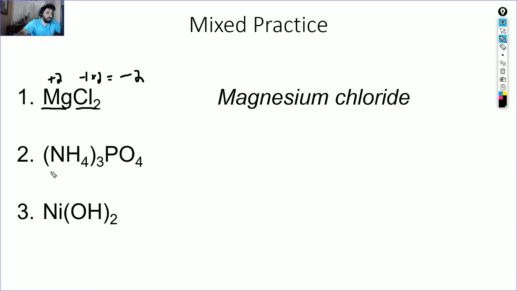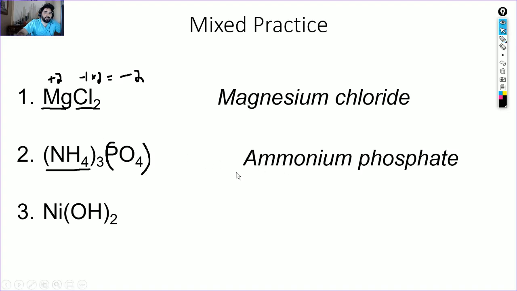The next example, I see a polyatomic ion and I see another polyatomic ion. So I'm just going to use the names of these polyatomic ions. And this is called ammonium and phosphate. Ammonium phosphate.